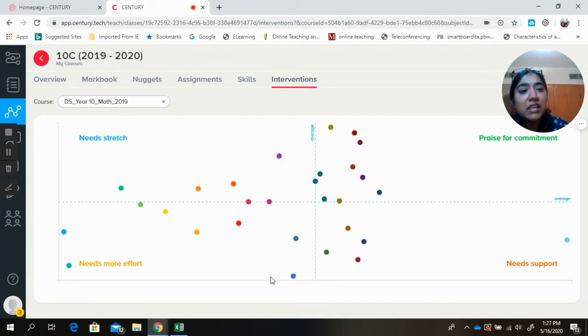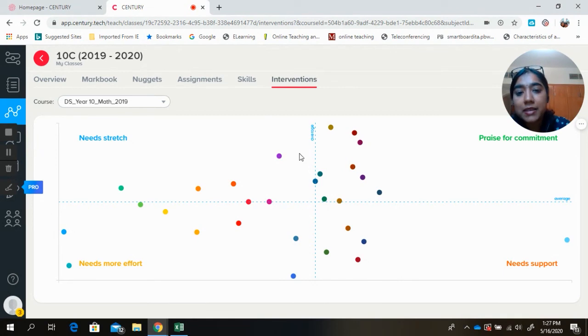So even in interventions, I could see the complete overview of where my children are and what interventions I can give them. So this is an overview of the entire course. What we saw on the nugget was the intervention for that nugget. Here I can see the intervention of the entire course. So again, need support are my children who really need my help for every topic that they do. And these, if you actually look at them, they are the ones who are in your emerging list as well.